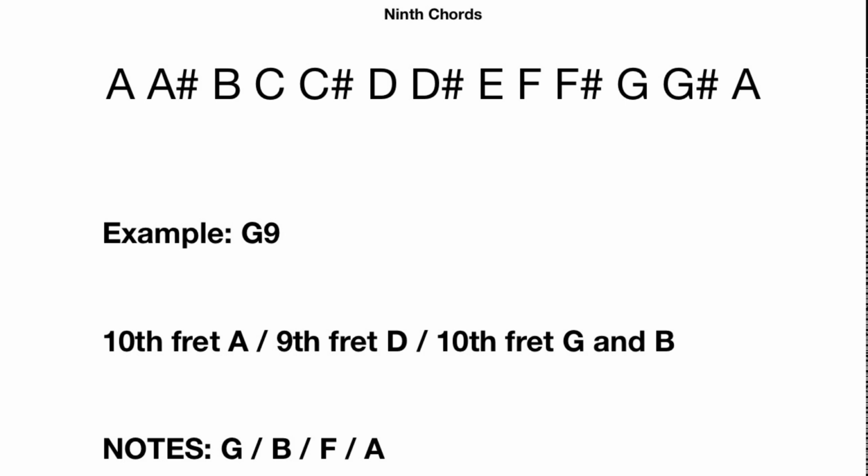So next thing to do is to isolate the notes on there. The 10th fret of the A string is the note G. That would be our root. The 9th fret of the D string is the note B. That would be our major third.